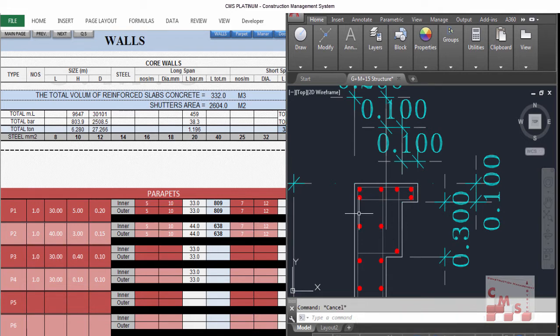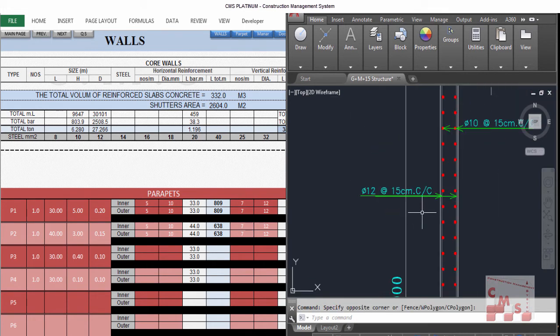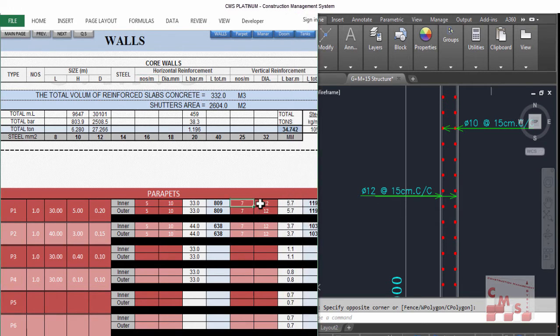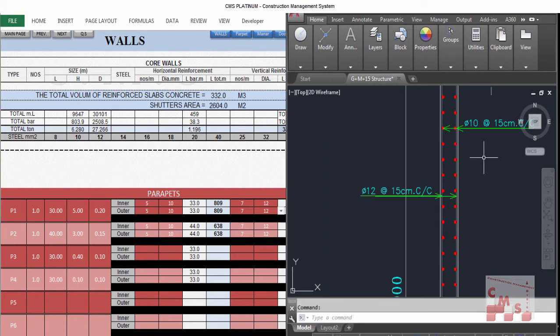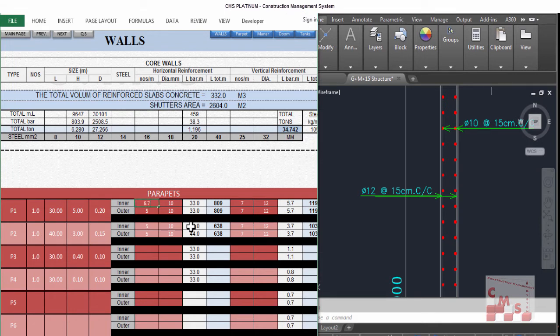What about the rebar in our case? In our case we have the inner and outer vertical rebar is 12 mm, each 15 centimeters, so we can consider 6.7 rebar with diameter of 12 for the vertical reinforcement, inner and outer, so we'll consider here and there. For the horizontal, also inner and outer, we have diameter of 10 mm, each 15 centimeters. That means 6.7 pieces per meter with diameter of 10 mm, inner and outer.